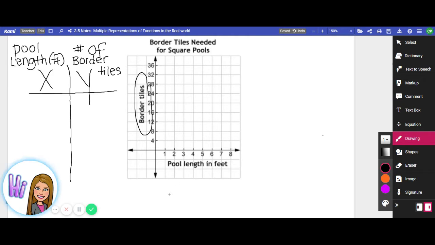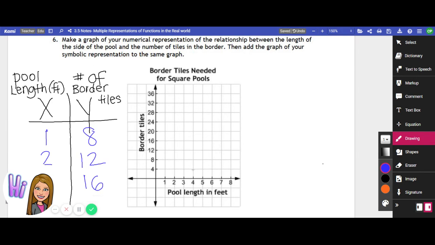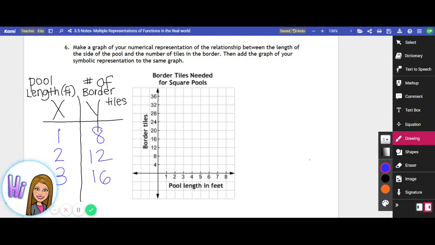And then the data that we pulled from the front was that our pool length increased from 1 to 2 to 3, with a corresponding value of 8, 12 when we had a length of 2, and 16 when we had a pool length of 3. So to make a graph just of the numerical representation, that would only include what is on this exact chart.